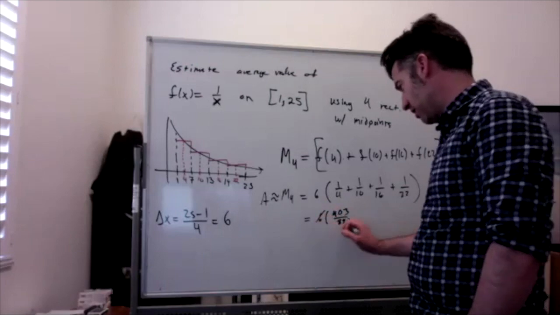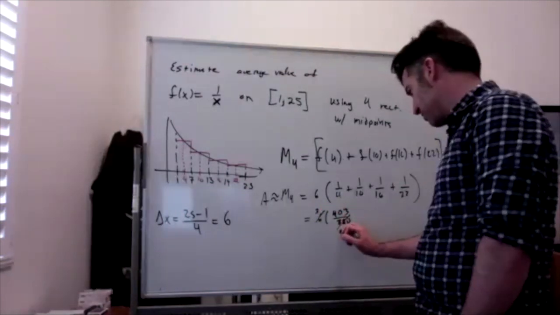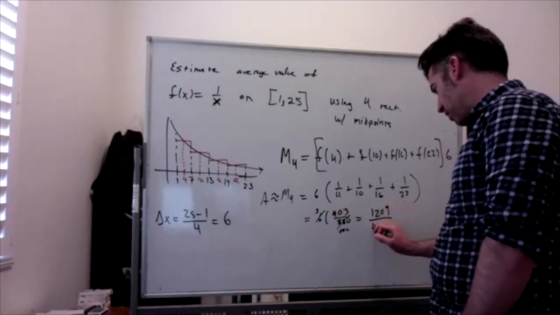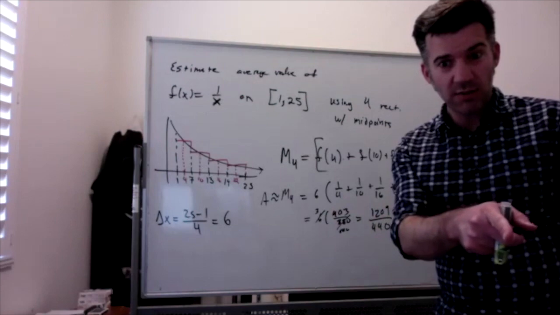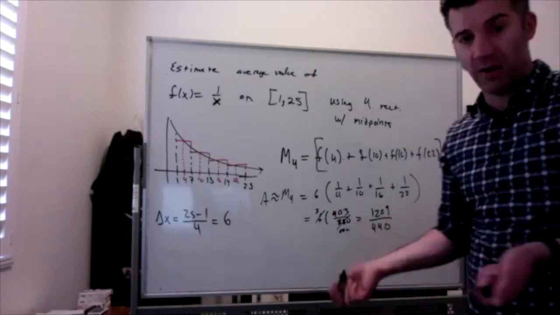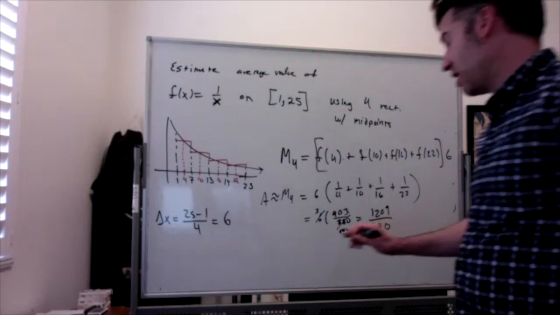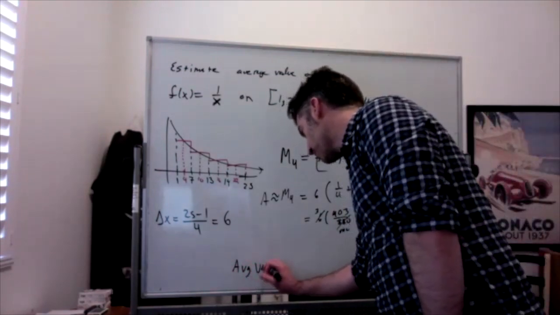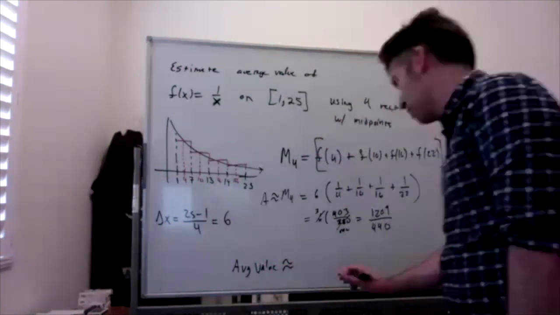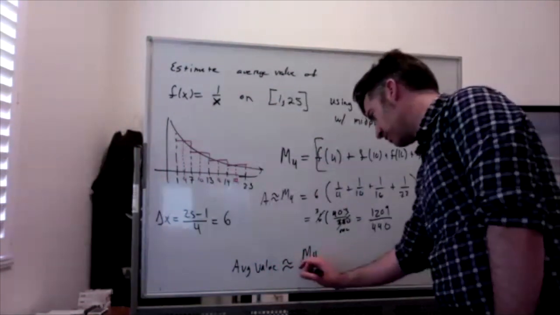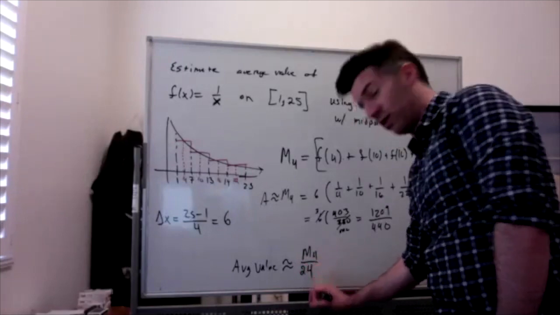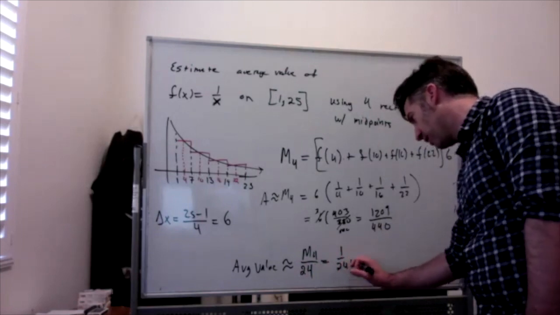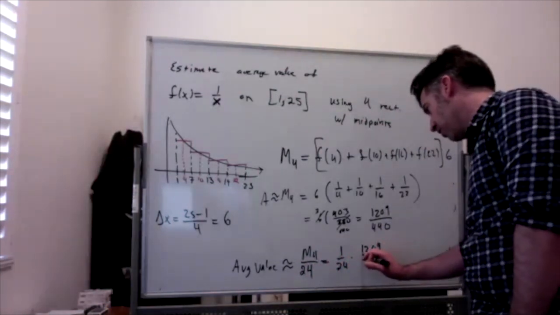We can cancel a 2 there and a 2 there. So we get 3 times 403, so we get 1209 over 440. But we're not done, because that's what we're approximating the area to be. And then the approximate average value is approximately our area approximation divided by the length of the interval, which is 24 in this particular example. So that's going to be 1/24 times 1209 over 440.